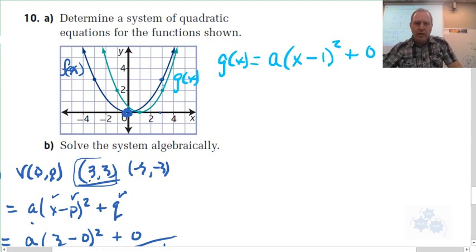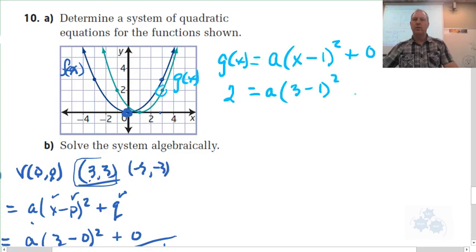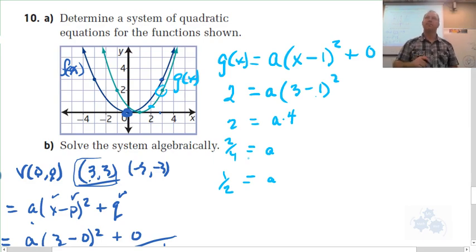But I know this point is on the graph. What is this? 3, 2. So 2 is my y value. I don't know a. X is 3 minus 1 squared. So let's see. 2 equals a times 2 squared, which is 4. Divide both sides by 4. A equals 2 over 4. A equals 1/2. Look at that. It matches up perfectly. 1/2 and a is 1/2.